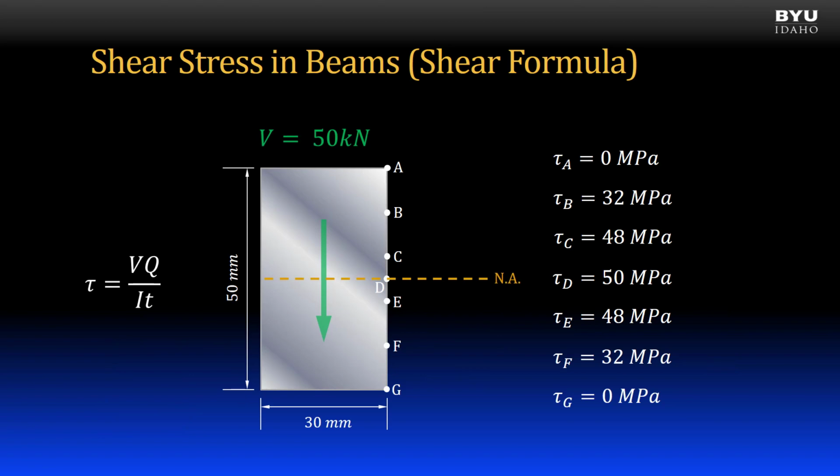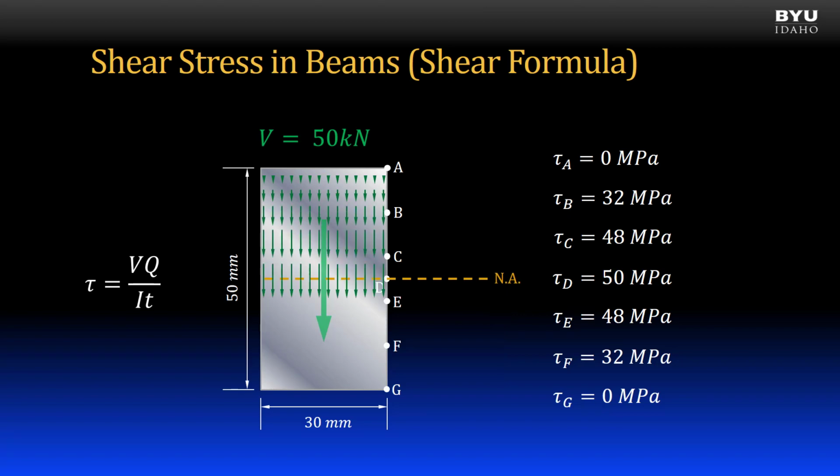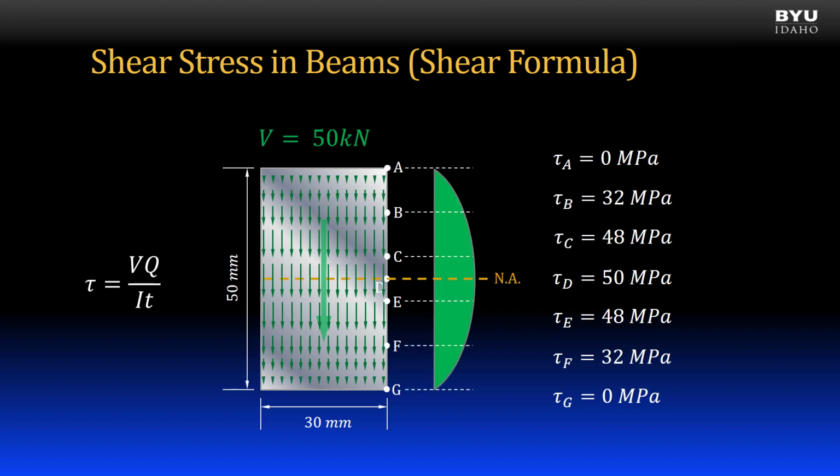The shear formula is most accurate at points on a cross-section where the sides of the cross-section at the point are vertical. The shear stress acts in the direction of the force. Stresses are zero at the extreme edges of the section and increase in magnitude towards the neutral axis. The stress magnitude distribution has a parabolic shape. On a line perpendicular to the shear force direction, the shear stress is uniform.